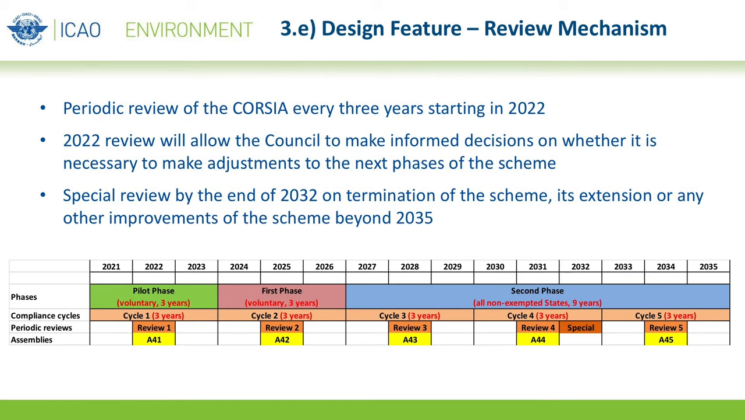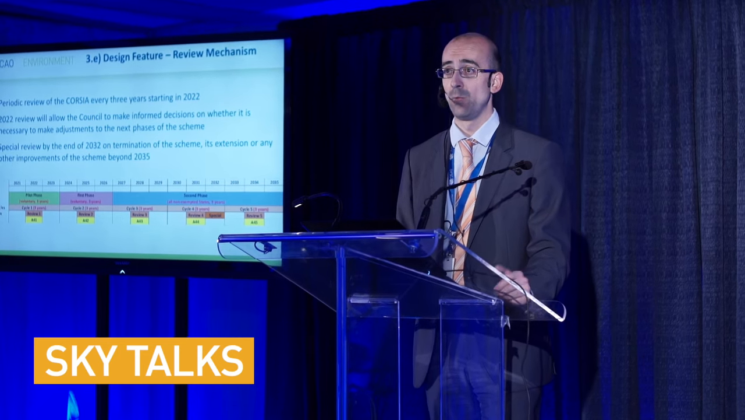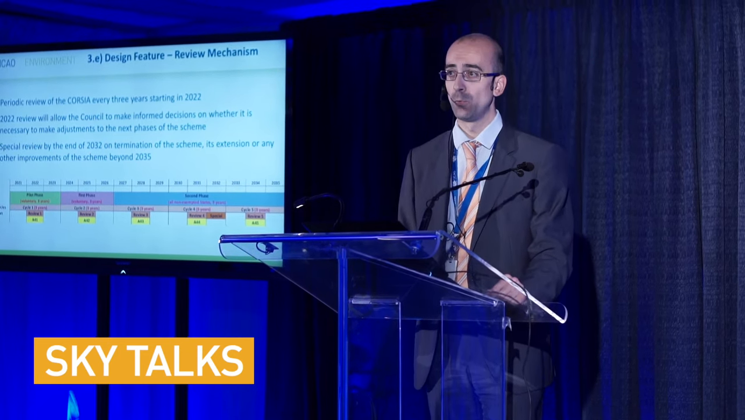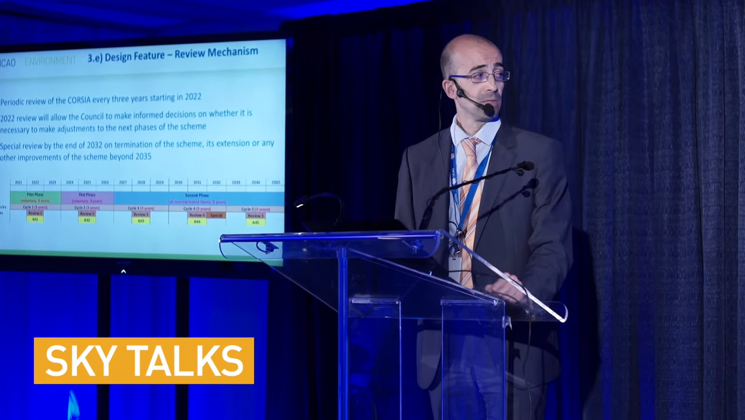Let's move now to the so-called review mechanism. In the graph where we have shown the phased implementation of the CORSIA, I have made reference to reviews that happen periodically every 3 years. These reviews have as an objective the assessment of the implementation of the CORSIA with a view to suggest possible improvements to the scheme. It is important to note that the reviews are set in the second year of each compliance period. That allows for sufficient time for the recommendations of the review to be adopted and implemented in the next compliance cycle. In addition to the periodic reviews, there is also a so-called special review set in 2032.